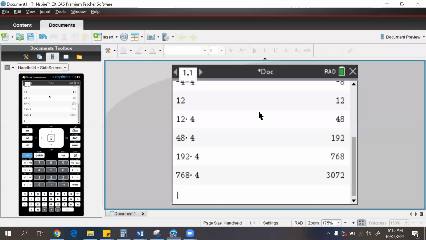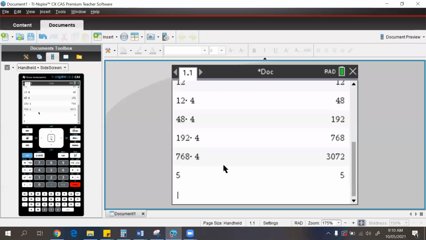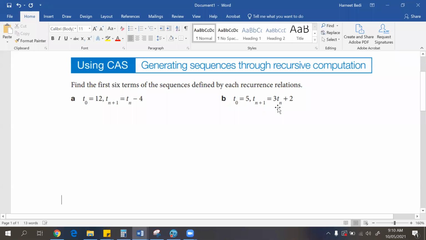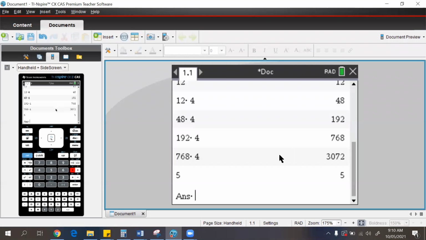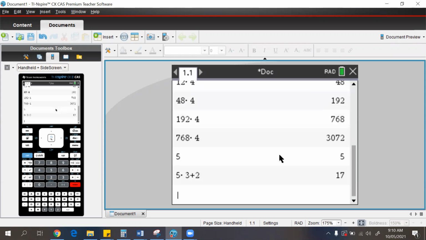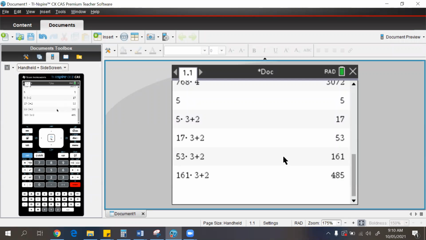So the starting term here is 5. So I'm going to press 5, enter. Now you can see, according to BODMAS, division or multiplication, so we are multiplying first. So times 3 and then plus 2, all at once that you need to do. So 17, 53, 61 and so on. Once you enter, applying BODMAS, you do it all at once and press enter. That will give you the second term and henceforth the remaining terms of the sequence by pressing enter again and again.